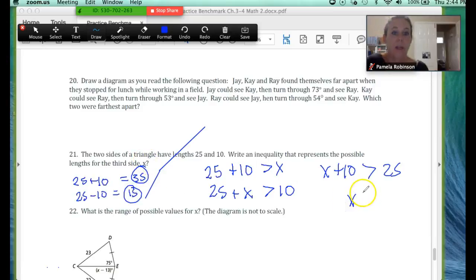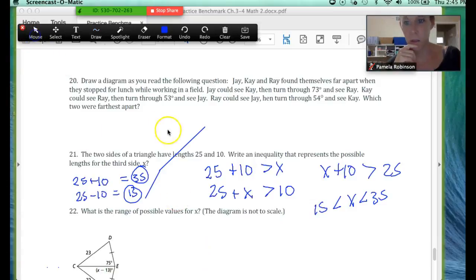X has to be less than 35. That would be my top. And it has to be greater than 15. So you just add the 2 to get your max, and you subtract the 2 to get your bottom, the least amount you could possibly go. Right? Instead of doing the 3 inequalities, it just makes it quicker.